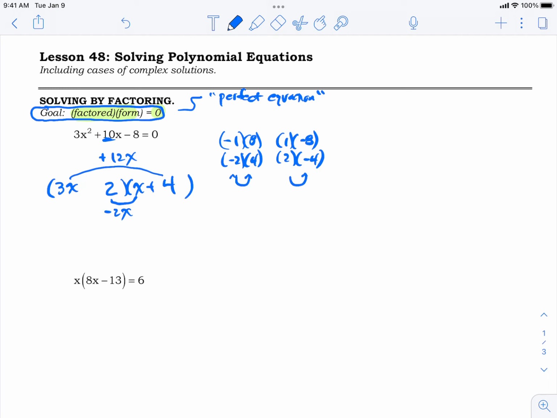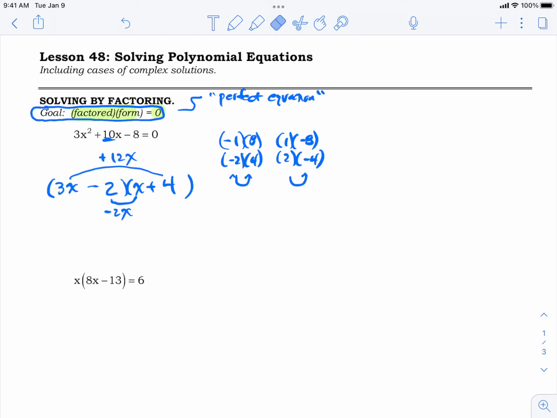You know what? This is so going to work. There it is. That worked. Just to double check, 3x times x is 3x squared. Yep. I got the +12x. I got the -2x. That gives me the 10x. And then the negative 2 times the 4 gives me the negative 8. Yep, it worked.